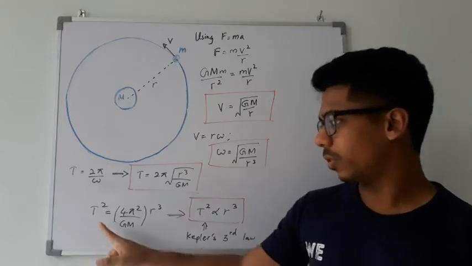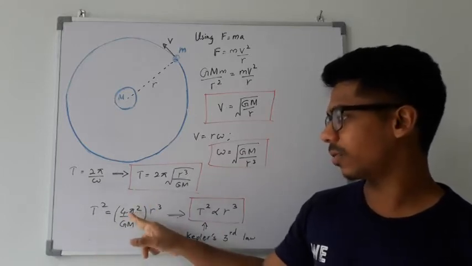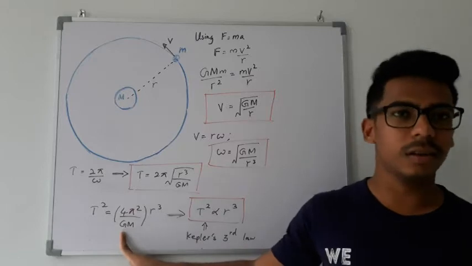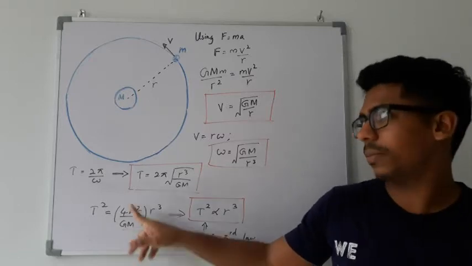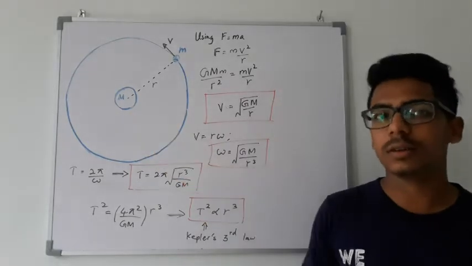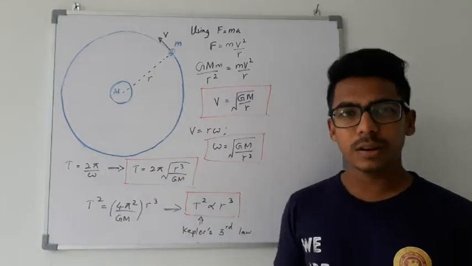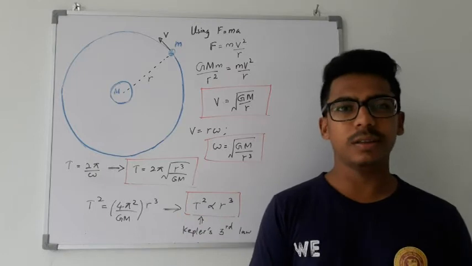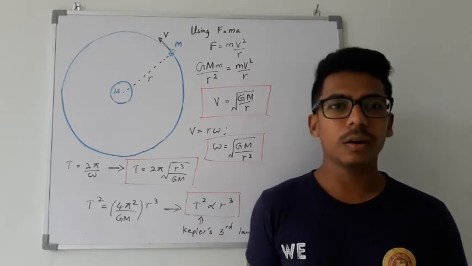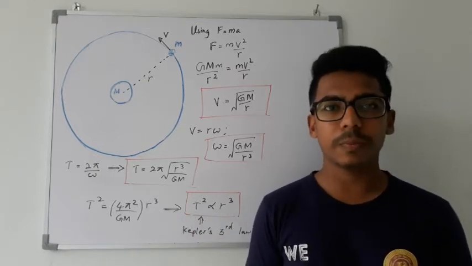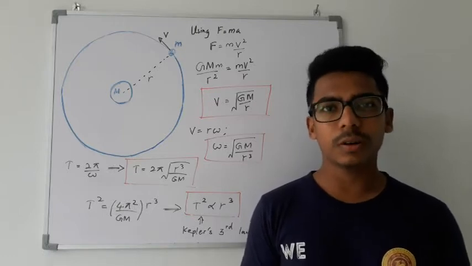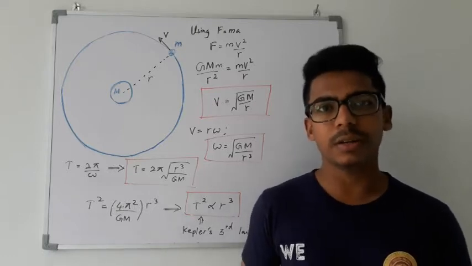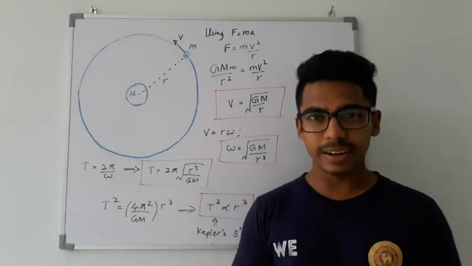Here the universal gravitation constant is obviously a constant, and the mass of this planet is a constant. So I can write T squared is proportional to r cubed. This is Kepler's third law, which says the square of the period of a planet is proportional to the cube of the radius of the orbit. Okay, so let's move to satellite motion.